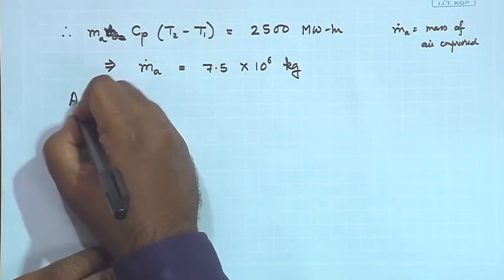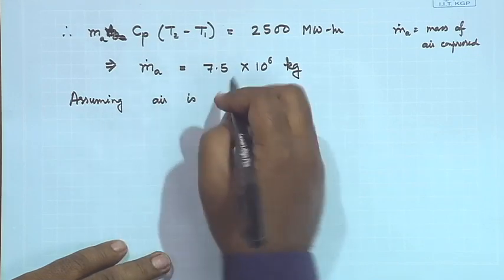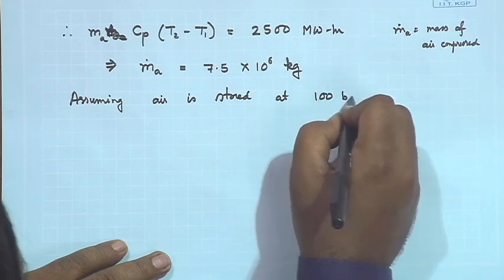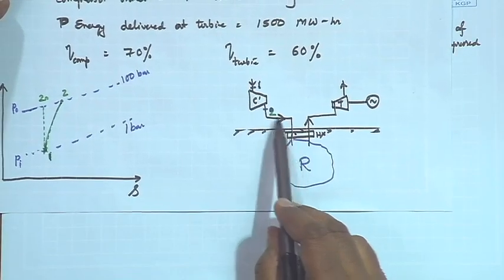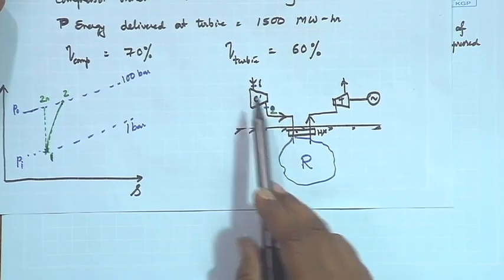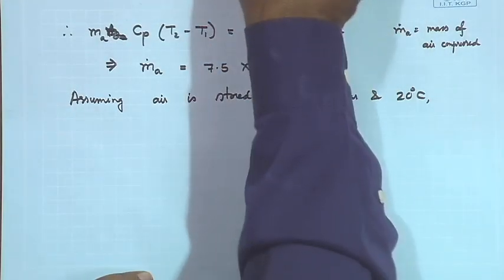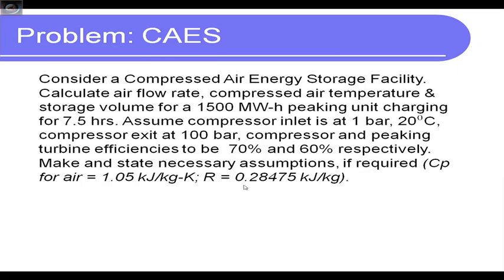So, next what we will do is, assuming air is stored at 100 bar and 20 degrees centigrade. Recall here, after this it is at 100 bar and it is cooled down by this heat exchanger, and we are assuming that it will be cooled down to the original temperature of 20 degrees centigrade. It may not be, but that is the assumption we are making, because the problem statement says make and state necessary assumptions.